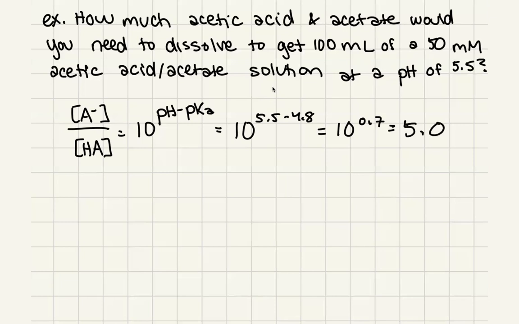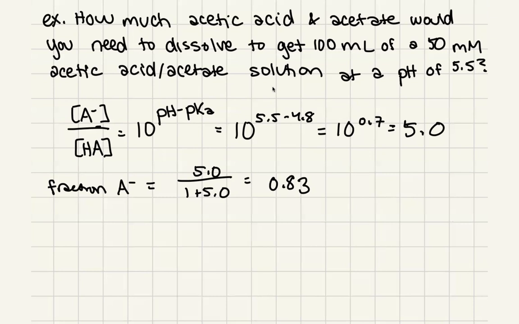So what is this telling us? It's telling us that we have 5 parts of our conjugate base for every part of our conjugate acid. So if we want to figure out the fraction of A minus, that's going to equal 5.0 divided by 1 plus 5.0. So that's going to equal 5 over 6, or about 0.83.